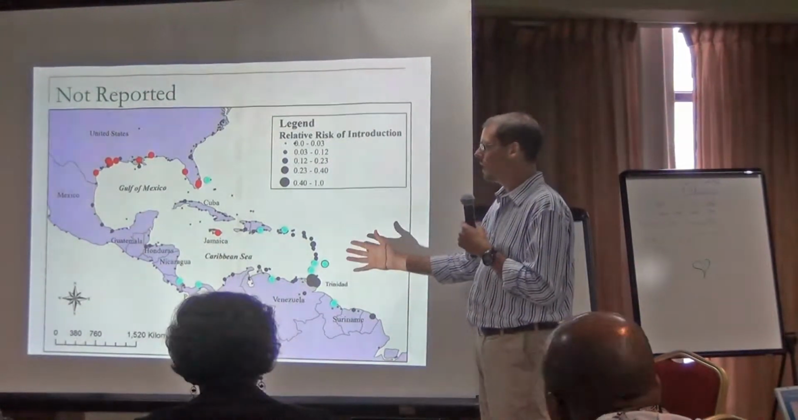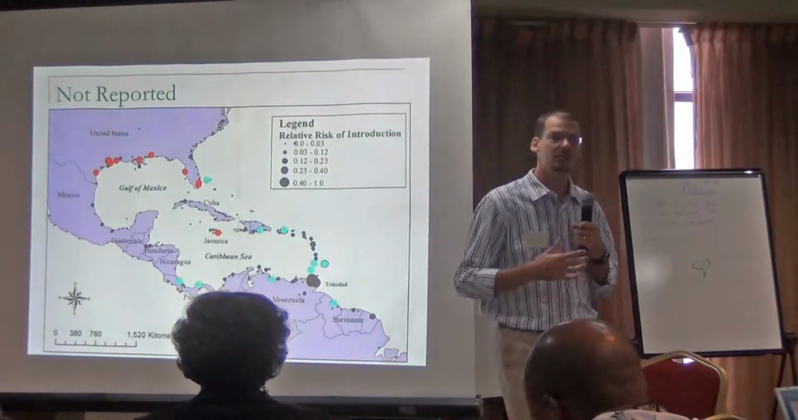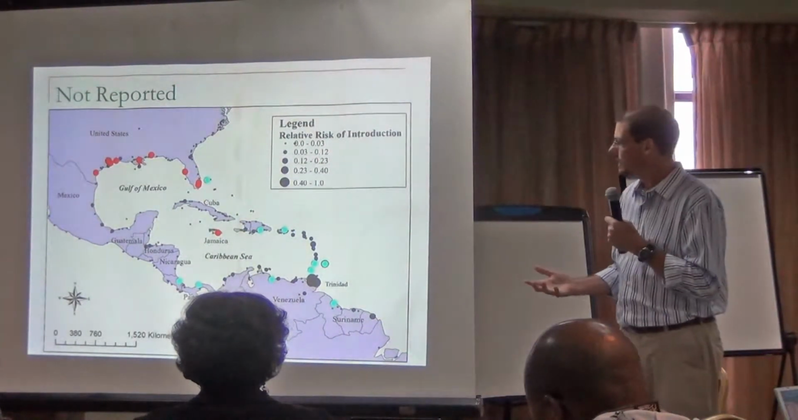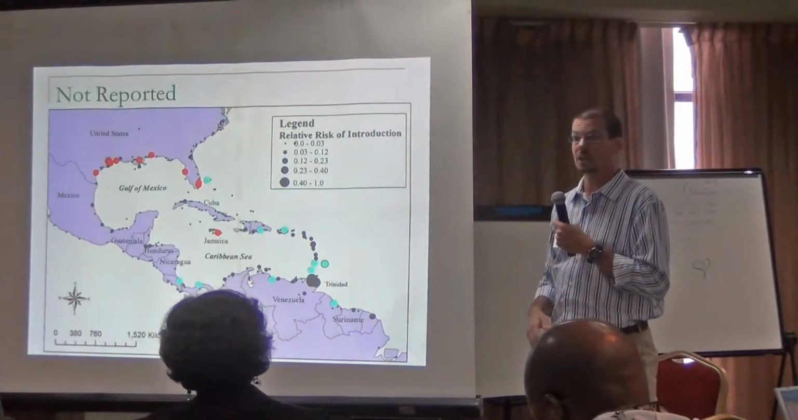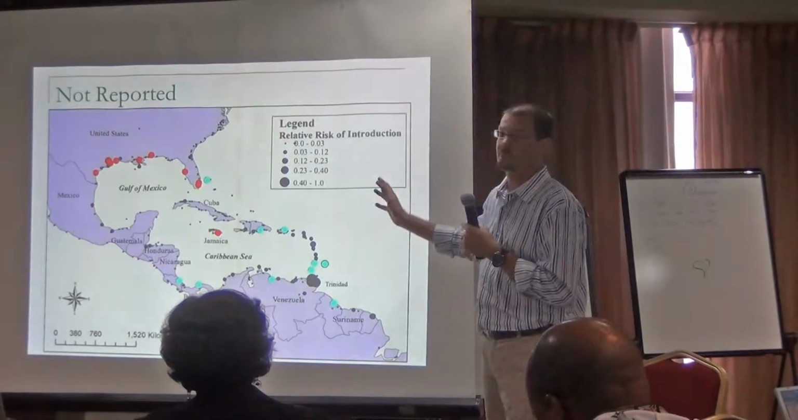But now I have a model. It predicts some of these places, Jamaica and Florida and so forth. So it has some validity, but still a lot of questions. All right, so that's the shipping model.